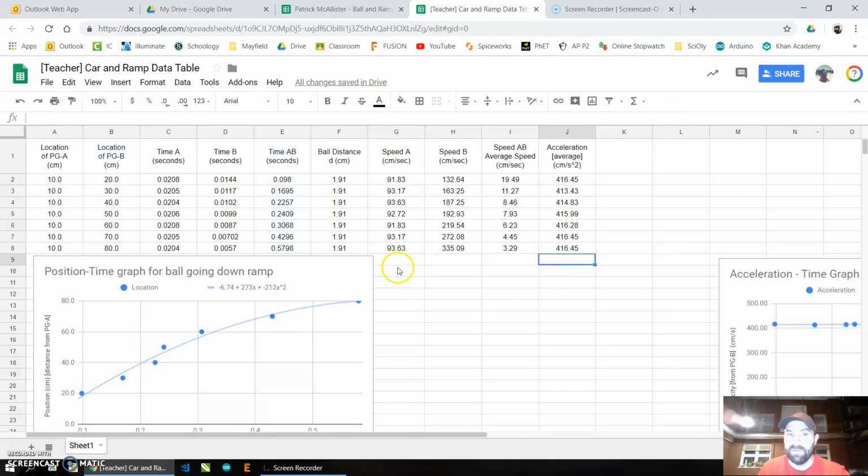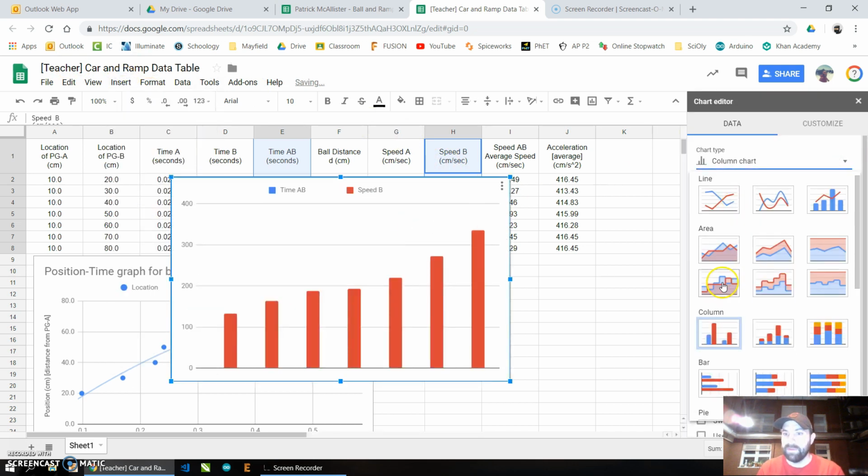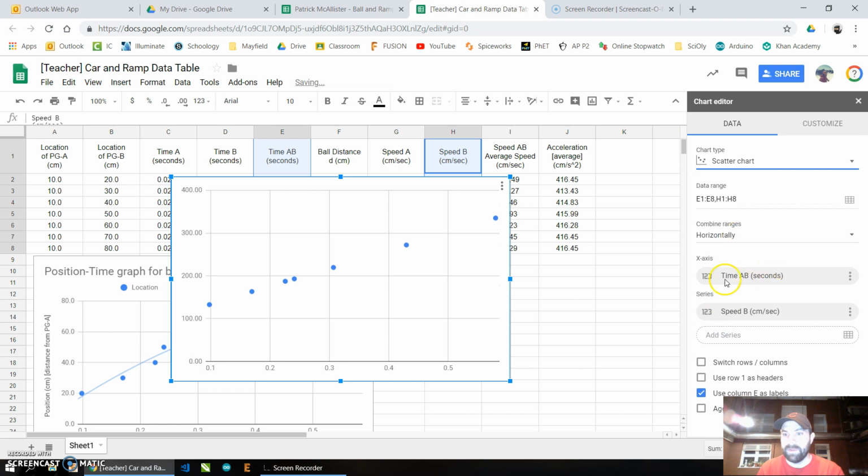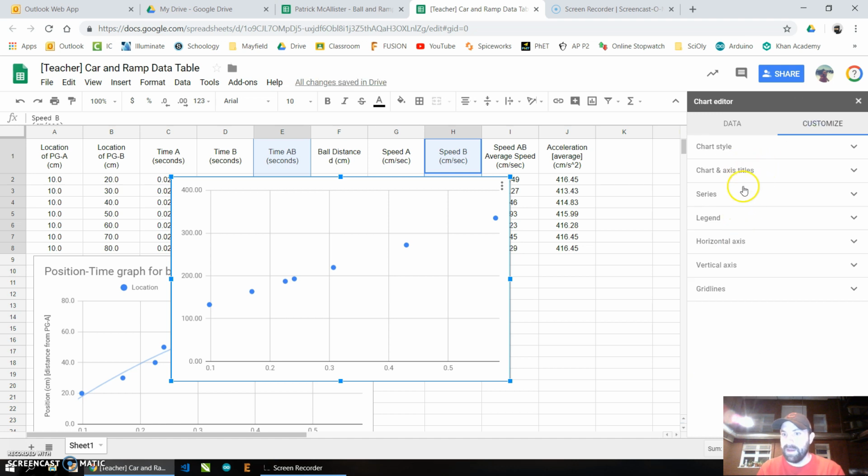Now we're going to do the velocity time graph, doing pretty much the same thing. We're going to do time AB, hold Control, and then my velocity. I care about my speed B because that's how my speed or my velocity changes over time on the graph. So I'm going to go back to Insert Chart. You can see they got it wrong, so I'm going to do this real fast. You guys already know what I'm doing. X-axis is time, y-axis is speed, use row 1 as headers, cool, customize.